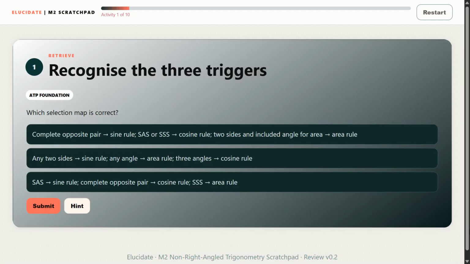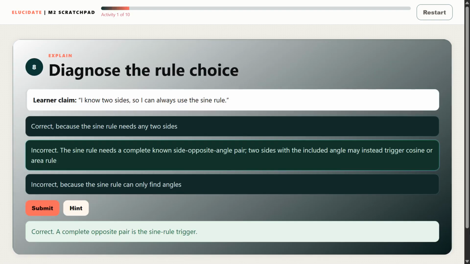In the scratch pad, we are testing a common misconception. The question asks, a learner says, I know two sides, so I can always use the sine rule. Is that correct? The answer is, incorrect, needs a complete opposite pair.